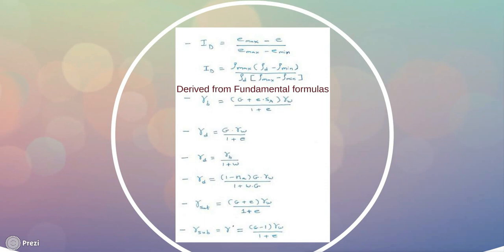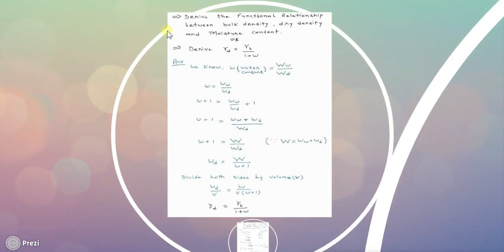Let us go to one of the derivations. Derive the functional relationship between bulk density, dry density and moisture content. Or we can say, derive gamma D is equal to gamma B upon 1 plus W. We know very well that water content W is equal to weight of water upon weight of solids or dry soil.